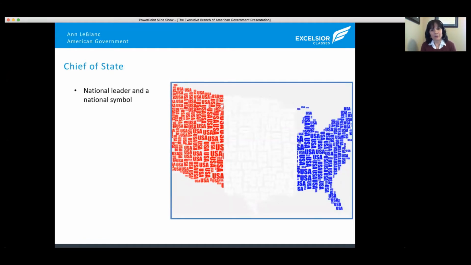The fifth role of the president is that of chief of state. The president is a national leader and a national symbol of the United States of America. He hosts foreign diplomats and visits foreign diplomats. He leads ceremonial events. And all of you are familiar with the Secret Service, but it's interesting to note that the Secret Service was originally established to stop counterfeiting of money and was part of the Treasury Department until 2002, when the Secret Service actually became part of the Department of Homeland Security.